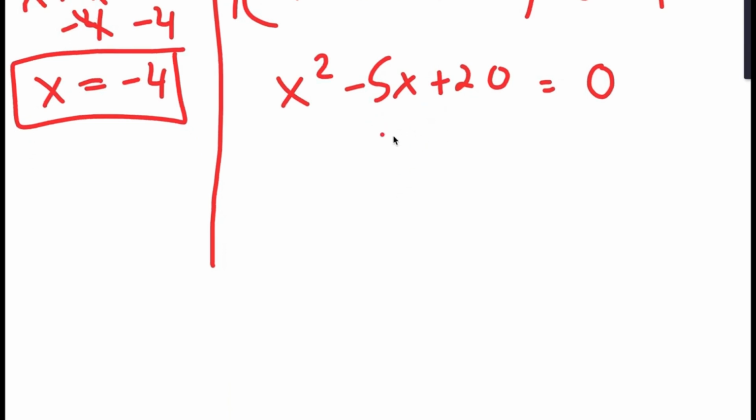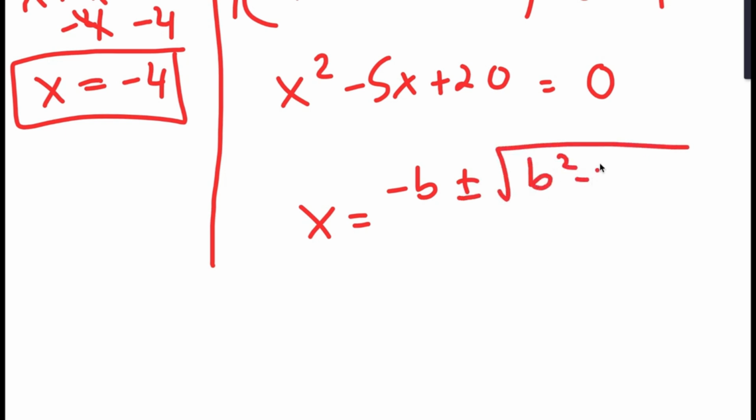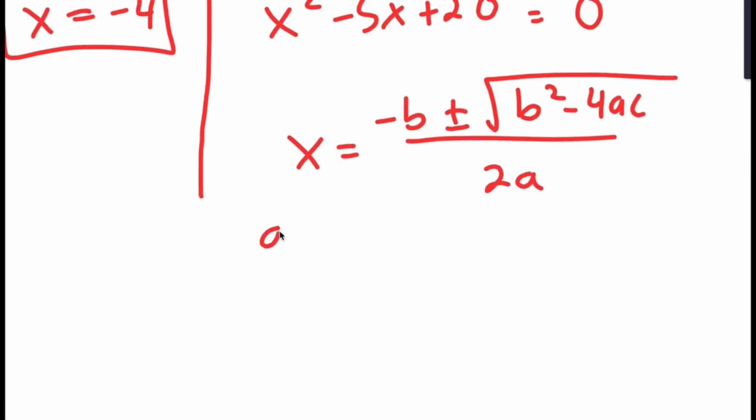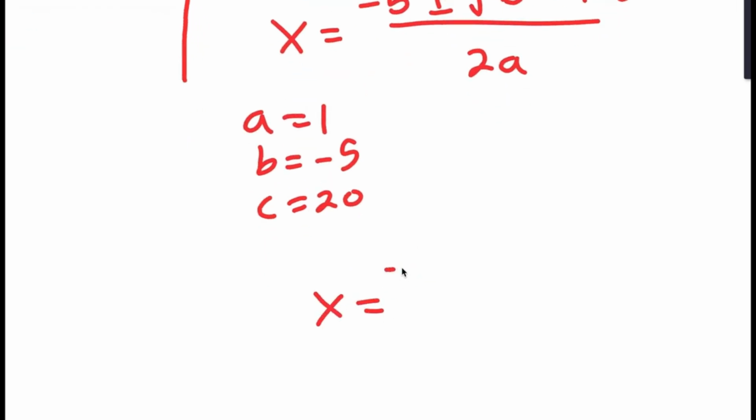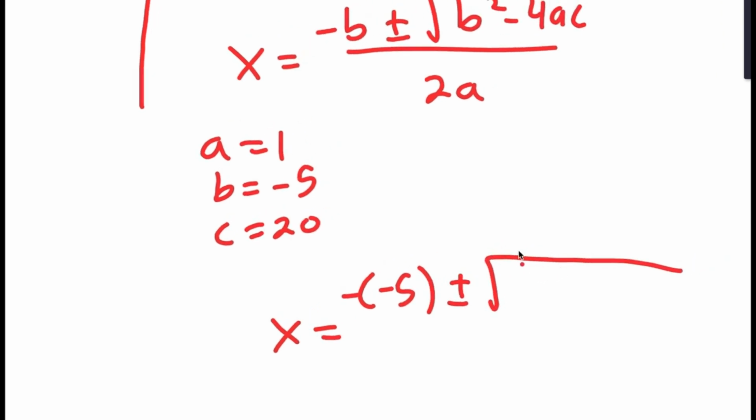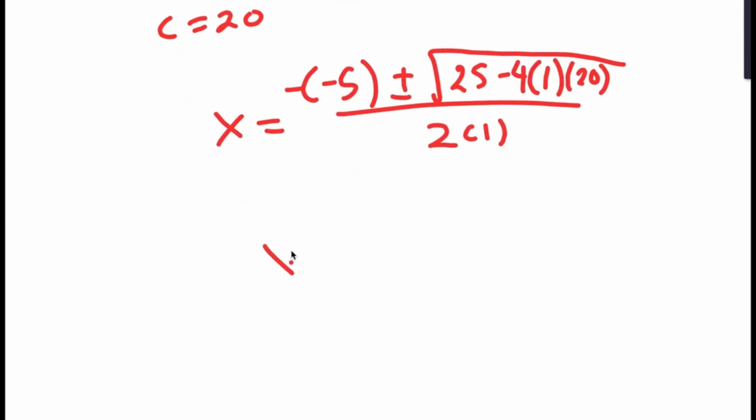And now, to solve this, I'm going to use the quadratic formula, which is negative b plus or minus the square root of b squared minus 4ac all over 2a. So in this case, a is 1, b is negative 5, and c is 20. So I get x is equal to negative of negative 5 plus or minus the square root of b squared, which is negative 5 squared, which is 25, minus 4 times a, which is 1, times c, which is 20, all over 2a, so 2 times 1.